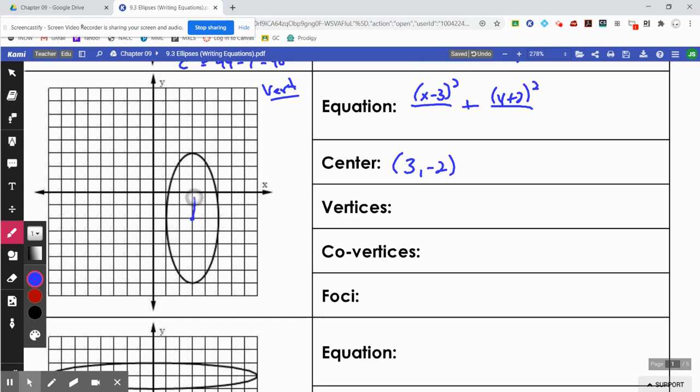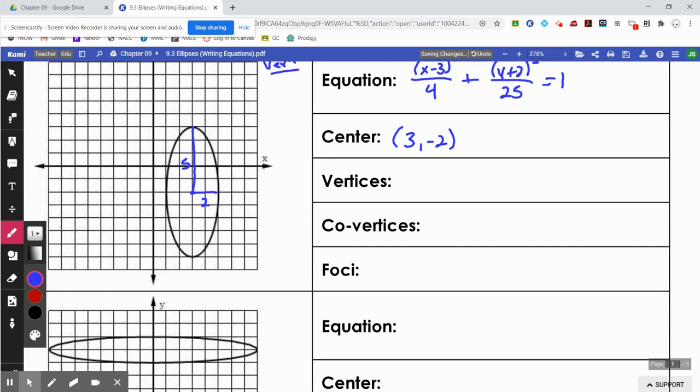So your a value would be the distance from here to here. Your b value would be the distance from here to here, which is going to be 5 and 2. So since it's vertical, your larger number goes under the y. So there's your a squared, there's your b squared, and it's equal to 1. There's your equation. So again, your vertices are located above and below the center. So we're going to go up 5 and down 5. So that's going to be located at 3, 3, and at 3, -7.